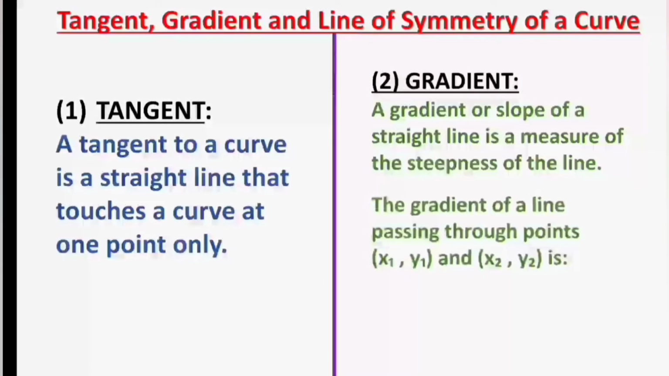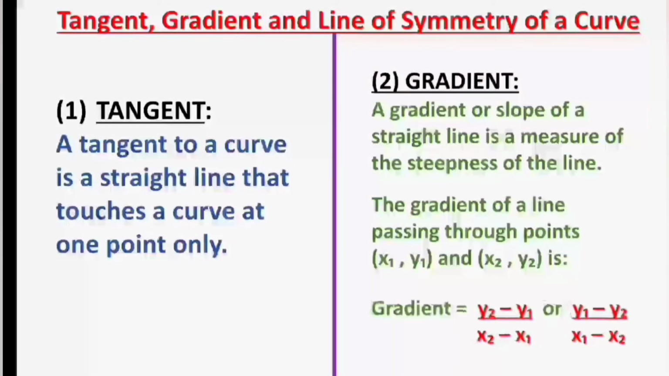The gradient of a line passing through points x1, y1 and points x2, y2 is as follows. The formula for gradient is y2 minus y1 divided by x2 minus x1, or y1 minus y2 divided by x1 minus x2. This formula for gradient represents the difference in the y coordinates divided by the difference in the x coordinates. Please take note of this formula for gradient.